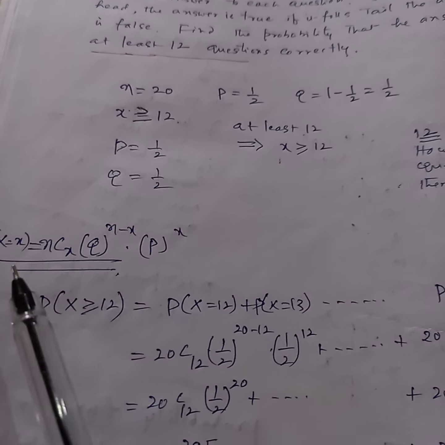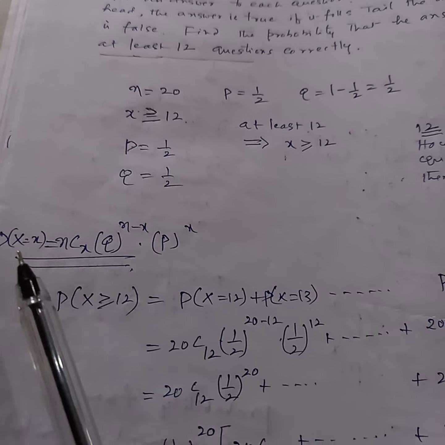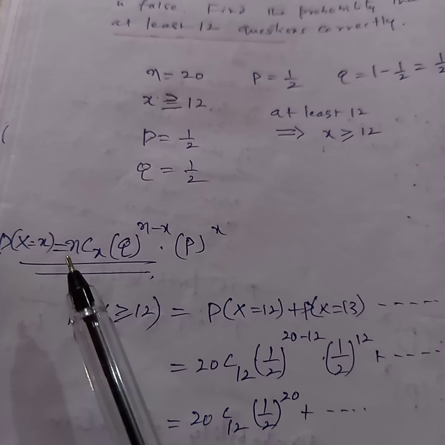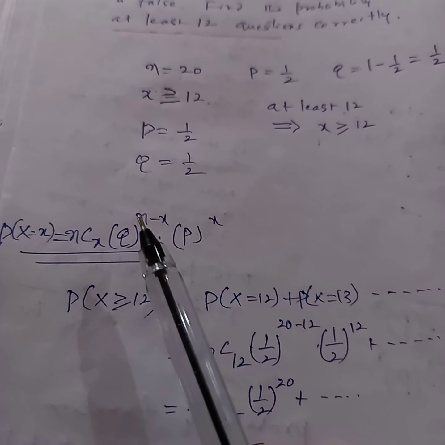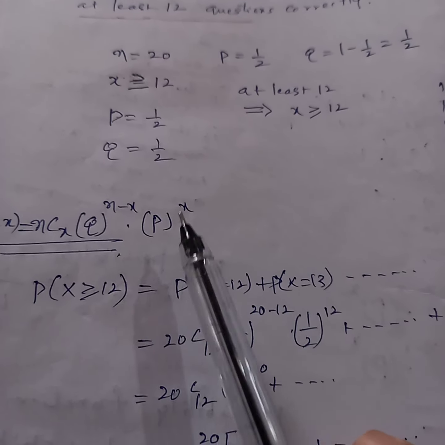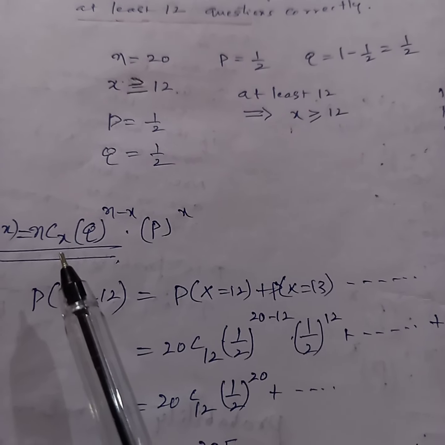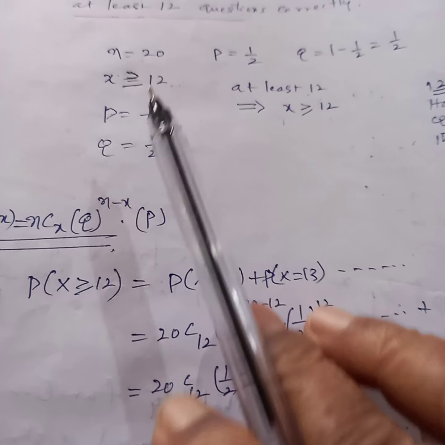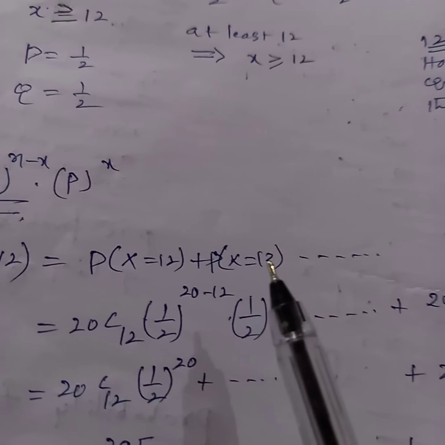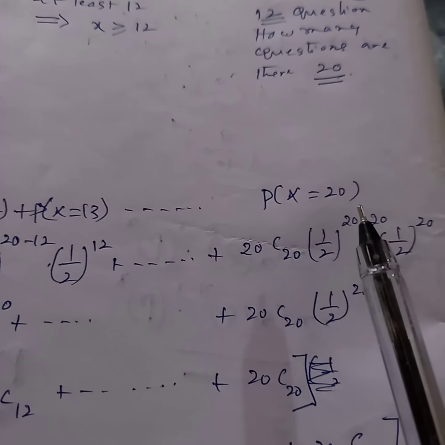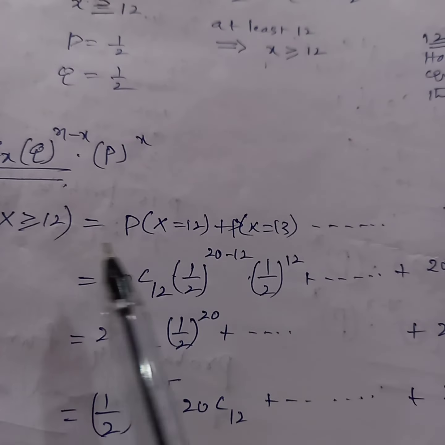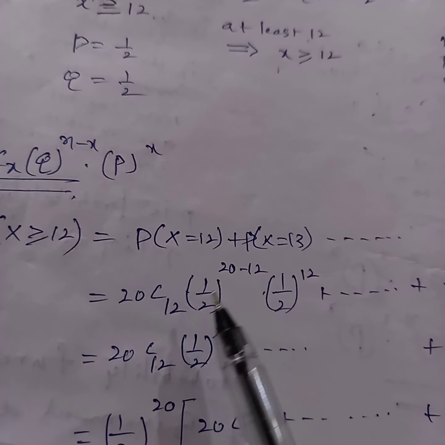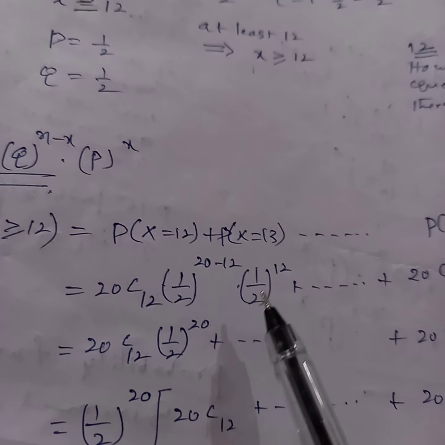Now we will take up this formula. P(X = x) is equal to nCx q to the power of n minus x and p to the power of x. We know all these values, and we also know that x can take values from 12 to 20. So we write P(X=12), P(X=13), P(X=14), P(X=15) up to P(X=20). Now what is P(X=12)? 20C12, half to the power of 20 minus 12 and half to the power of 12.